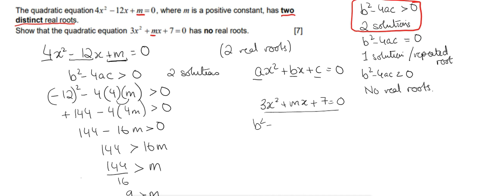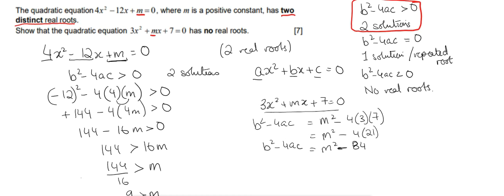If we apply b squared minus 4ac here, we've got m squared minus 4 times 3 times 7. So this gives us m squared minus 4 times 21, which gives you m squared minus 84. Right, so here's what we worked out. The discriminant b squared minus 4ac is equal to m squared minus 84 for this equation.